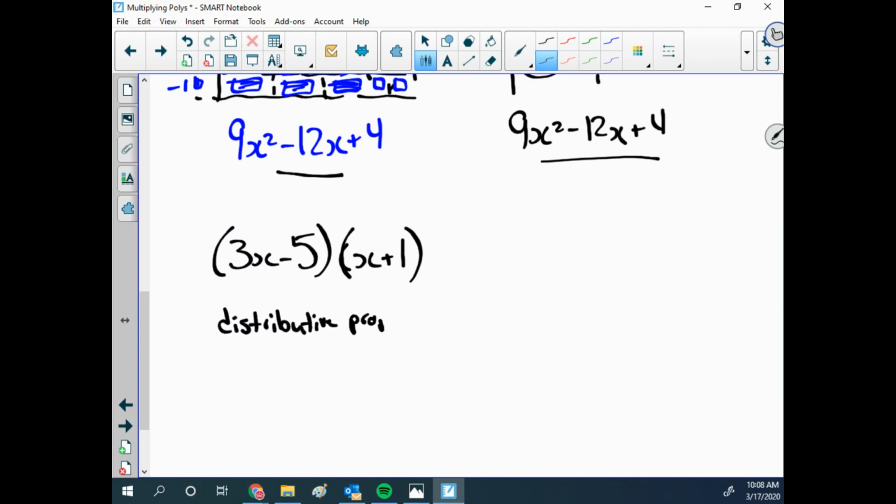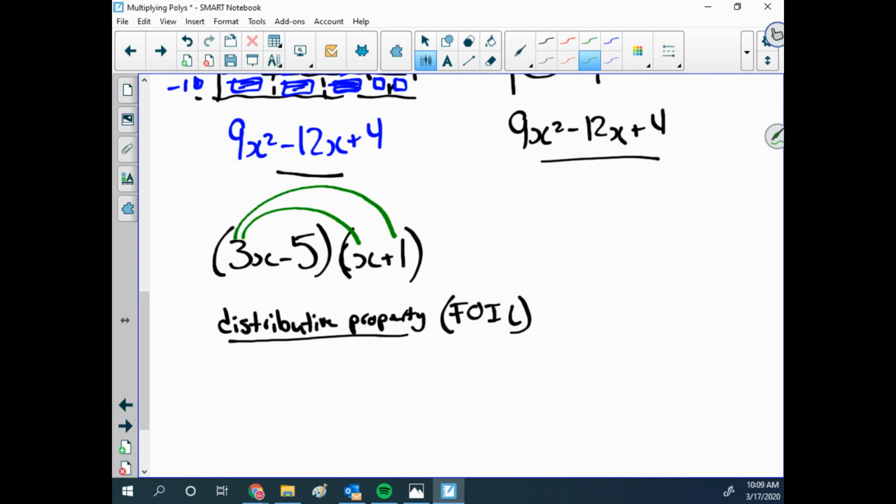Distributive property. Or what some people might want to say is FOIL. And again, distributive property is just saying that everything in one set of brackets needs to get multiplied to everything in the other set of brackets. So in this example, I take the 3x and multiply it to everything in the second set of brackets, and the -5 and multiply it to everything in the second set of brackets.